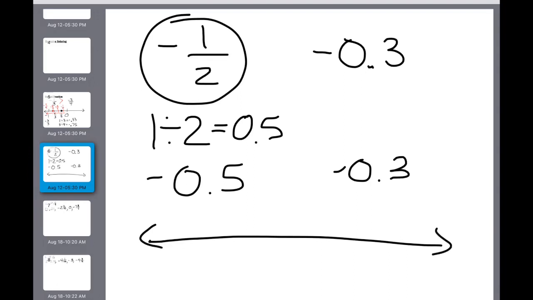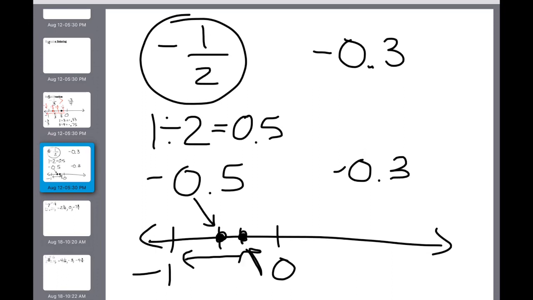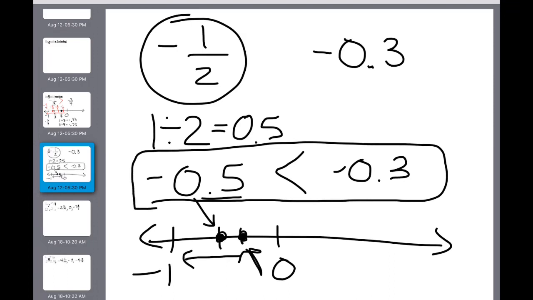You can think about that on a number line. You have 0 and negative 1. 5/10 is half, so it's right here. And 3/10 is a little bit to the right. So this is negative 3/10 and this is negative 5/10. And so the further away from 0 you get, the smaller you get. And so negative 5/10 is further away from 0 than negative 3/10. So negative 3/10 is greater than negative 5/10. Or if you read it left to right, negative 5/10 is less than negative 3/10. Hopefully everybody got that one right.